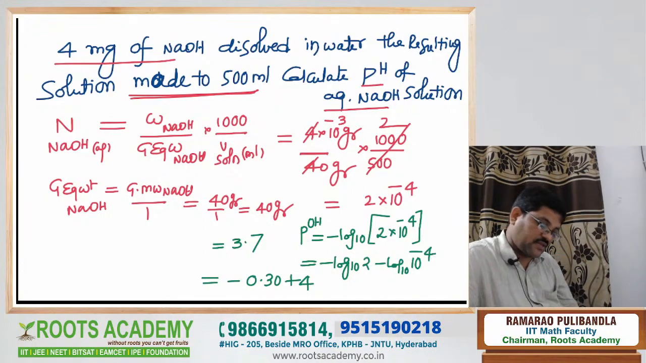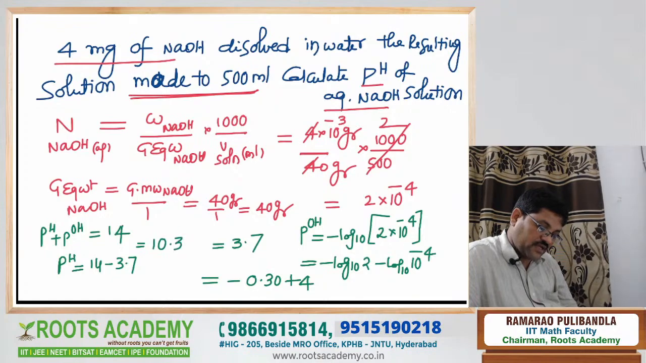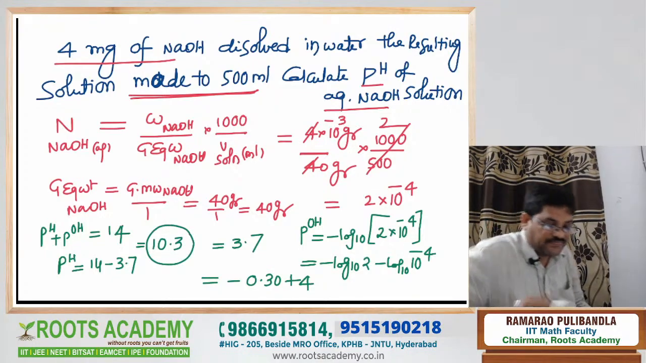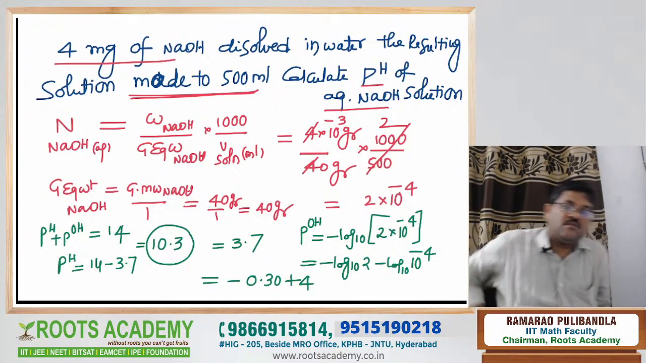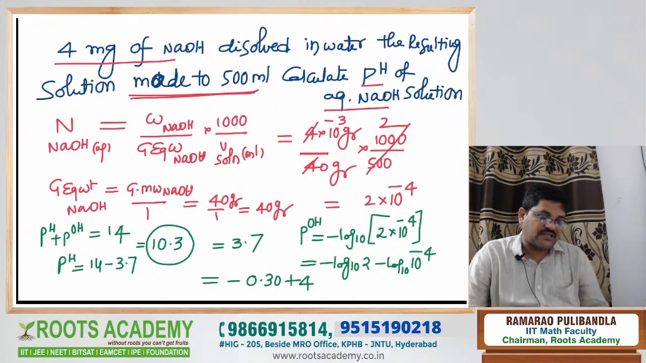pOH is 3.7. Therefore, pH plus pOH equal how much? pH plus pOH equal to 14. Therefore, pH is equal to 14 minus pOH. pOH is 3.7. That becomes 10.3. So pH 10.3 means what? That is more than 7. Tell me, students, that is what? More than 7. Simple logic like this.